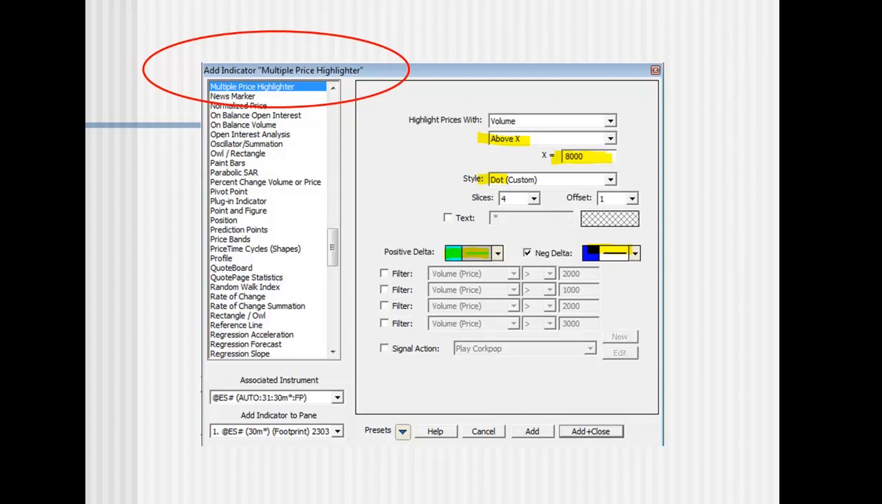We haven't yet discussed anything about the delta, and at this point we are only focused and interested in volume and total volume at a price level within a specific period in time.